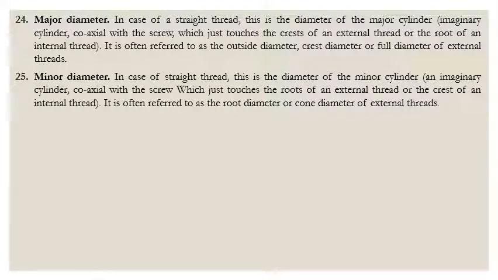Minor diameter. In case of straight thread, this is the diameter of a minor cylinder or an imaginary cylinder coaxial with the screw, which just touches the root of an external thread or crest of an internal thread. It is often referred to as the root diameter or core diameter of external threads.